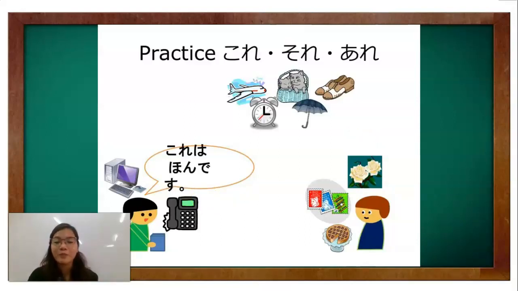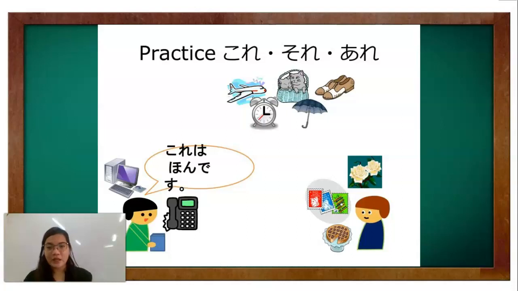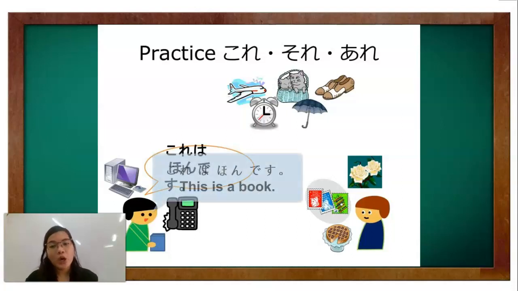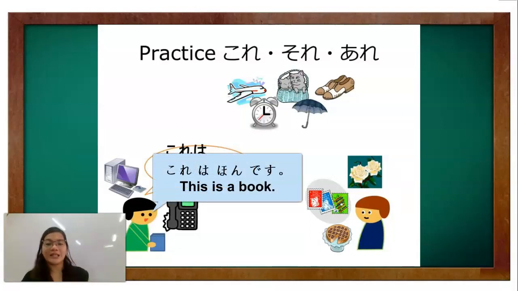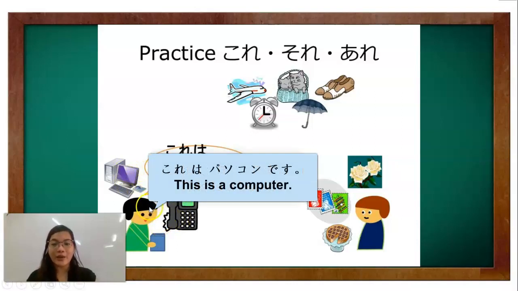So we are going to practice it using the kore, sore, are. Okay, let's just try this one. Kore wa hon desu. How about this? It's still malapit sa kanya, so you just say, kore wa pasokon desu.